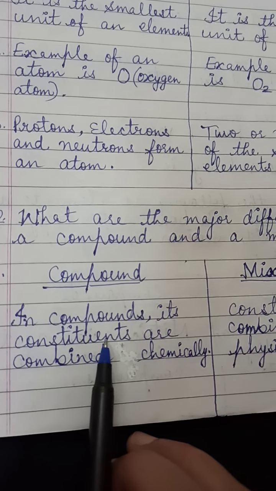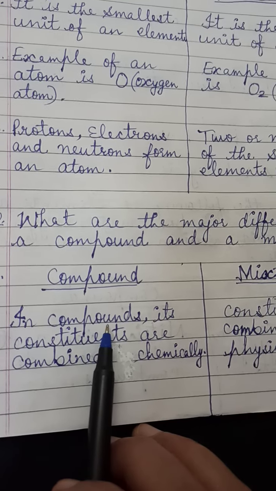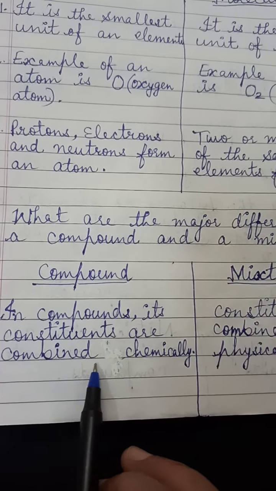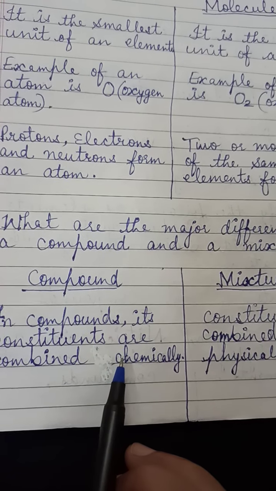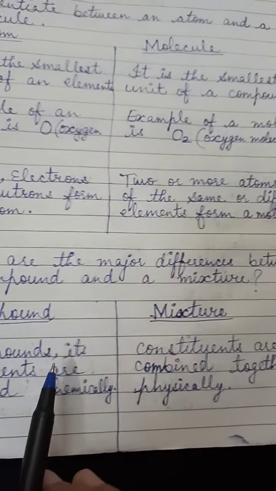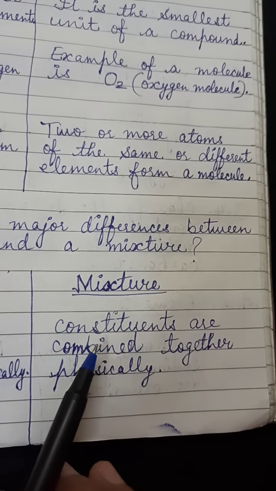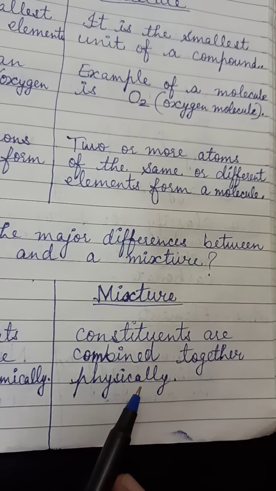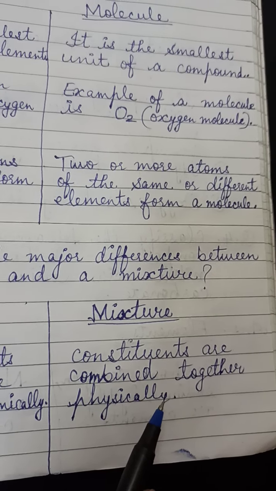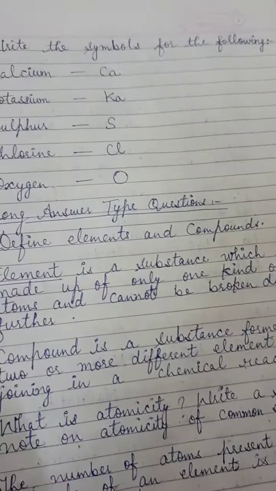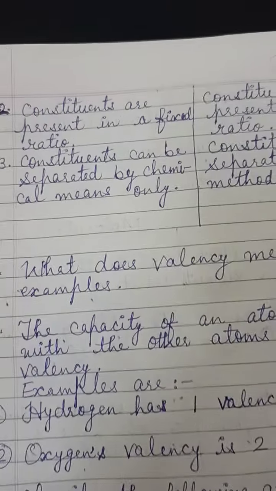Okay, जिनसे मिलके एक compound बना है. So here in case of compound, when they combined chemically by a chemical reaction, then only they will form a compound. But in case of mixture, constituents are combined together physically, means they are not combined chemically. So this is the first difference.